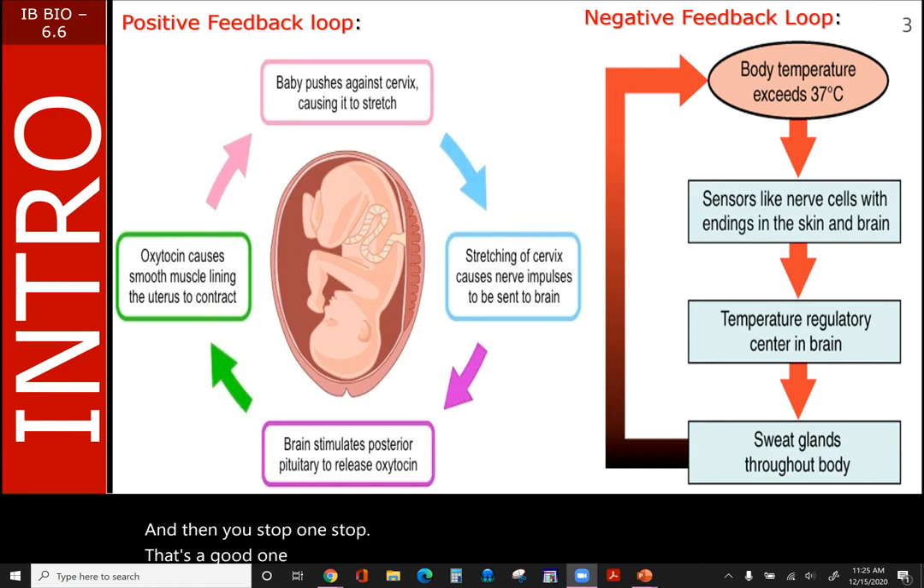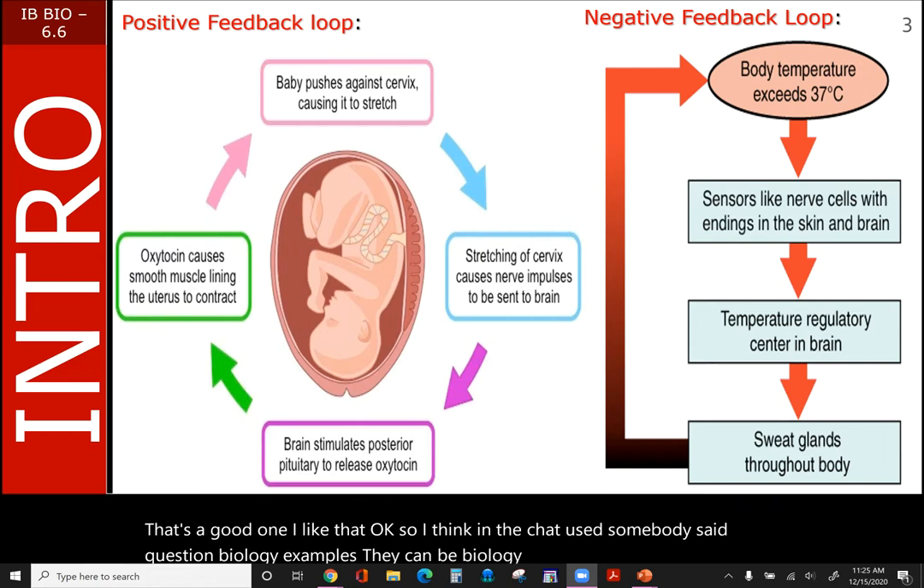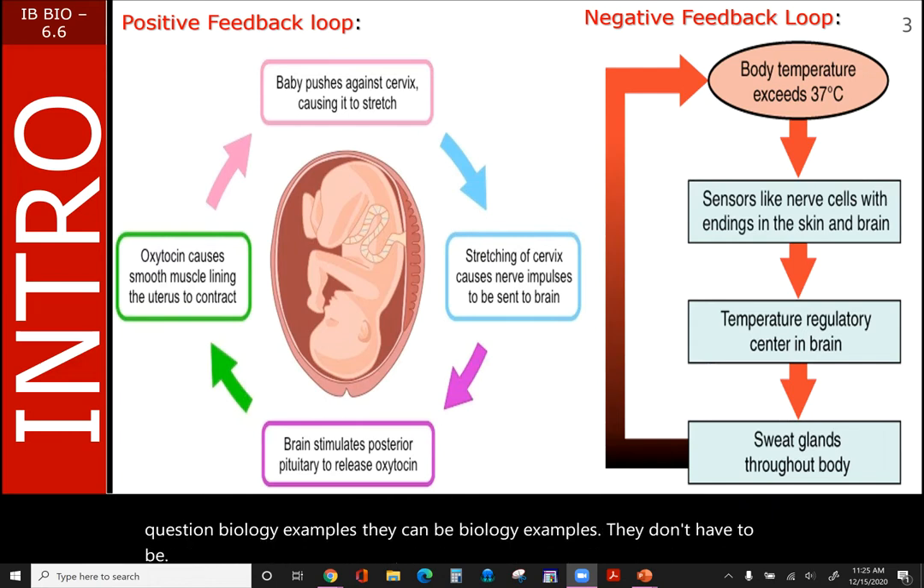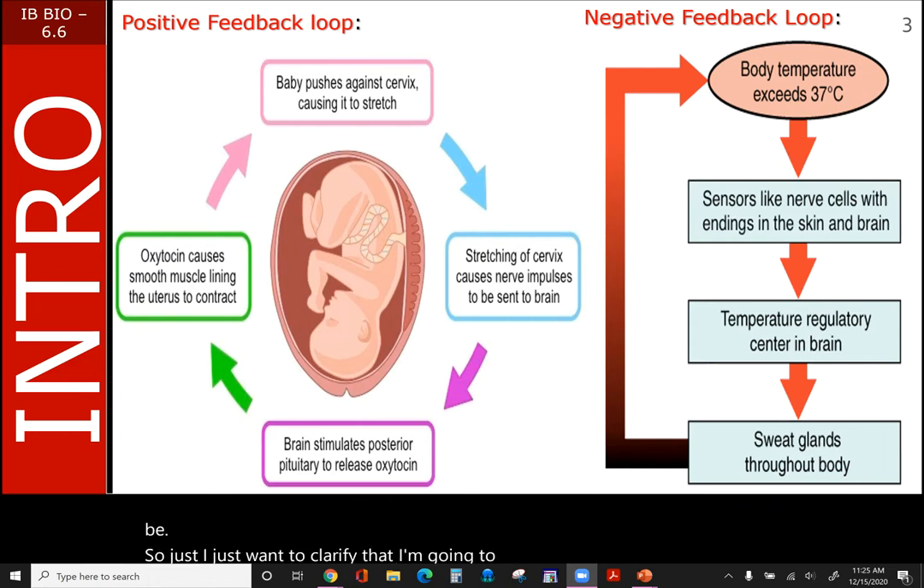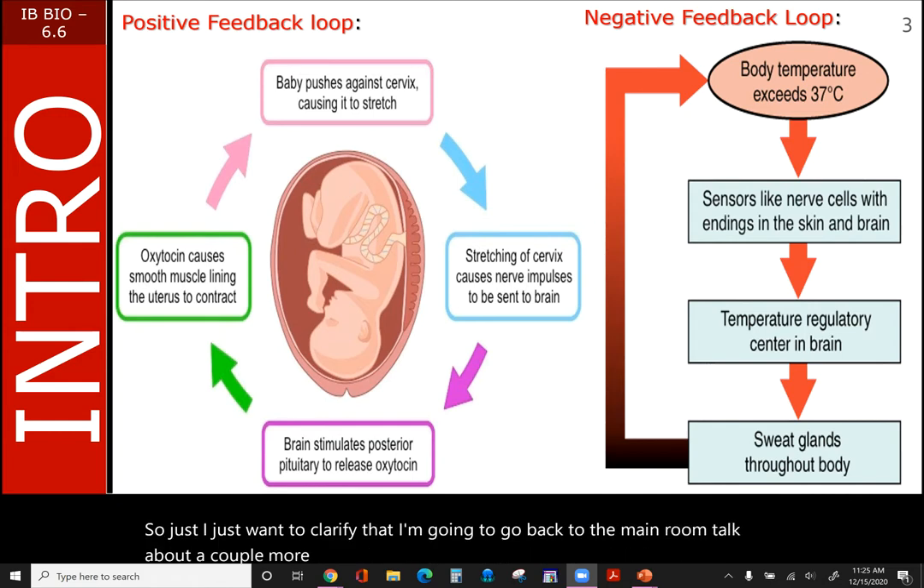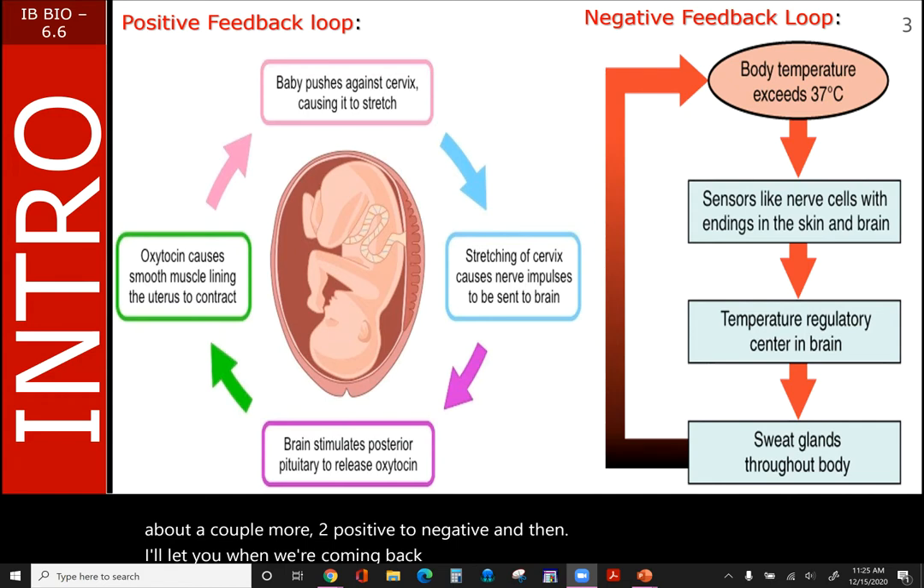I like that. Okay, so I think in the chat, somebody asked a question about biology examples. They can be biology examples. They don't have to be. So I just wanted to clarify that. I'm going to go back to the main room, talk about it a couple more minutes, 2 positive, 2 negative, and then I'll let you know when we're coming back, okay? All right. So do we have any?